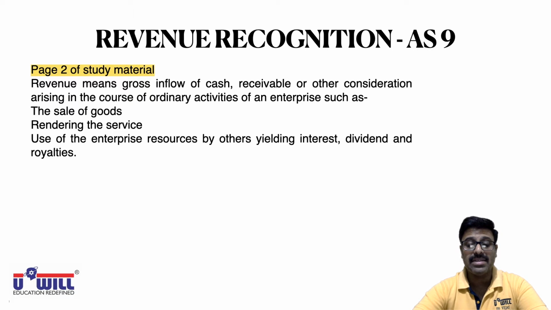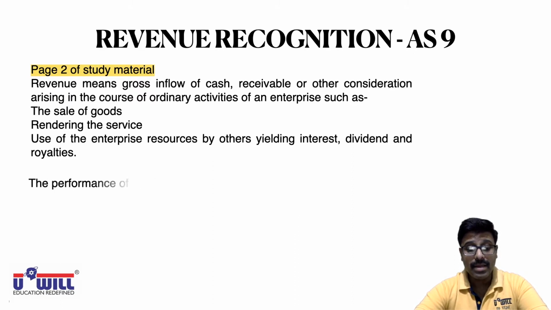So use of enterprise resources by others, which would yield interest to you. If you make investments, you earn interest. If you buy shares of another company, you get dividend. And same way, if you give your any specific skills to other person, then you get royalties. So even these things received by the business are considered as your revenue. Okay, so you need to write this in your notebook, pause the video and write it down. Revenue means gross inflow of cash, receivable or any other consideration, and then directly you can write due to sale of goods, rendering the services, and use of enterprise resources by others yielding interest, dividend and royalties.